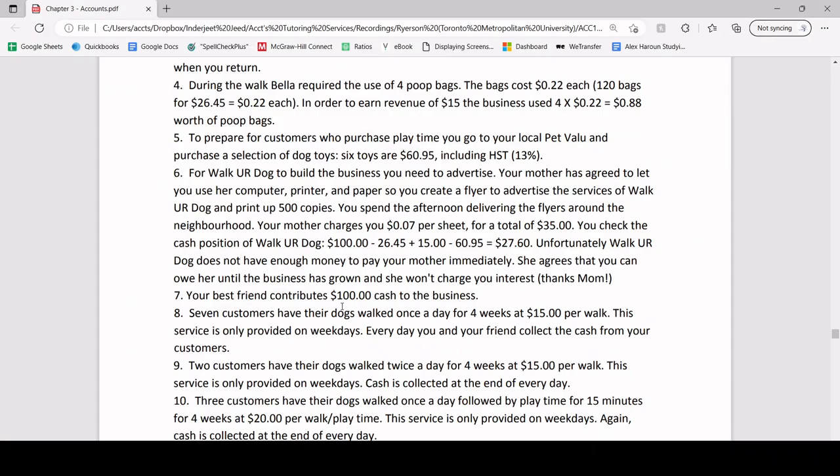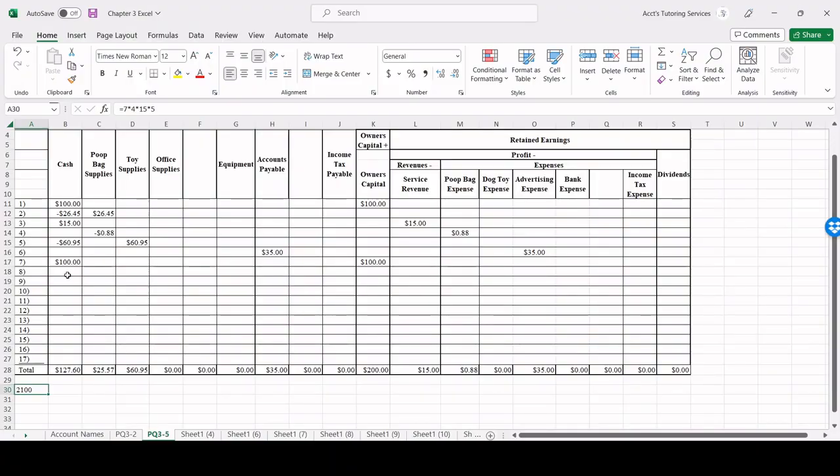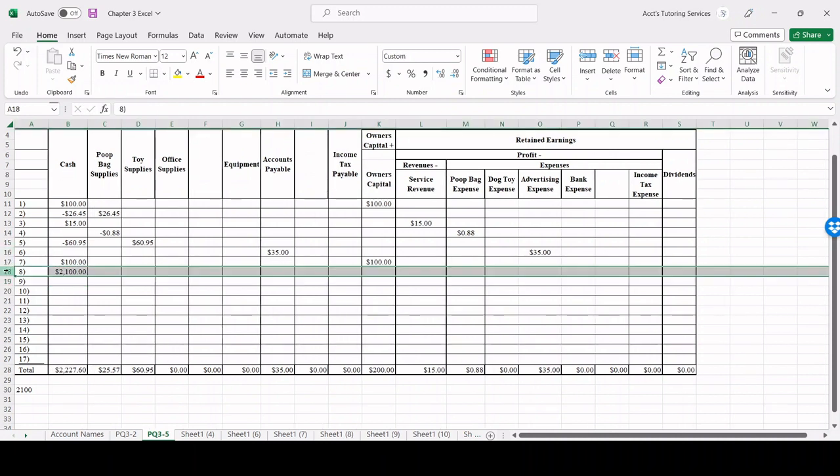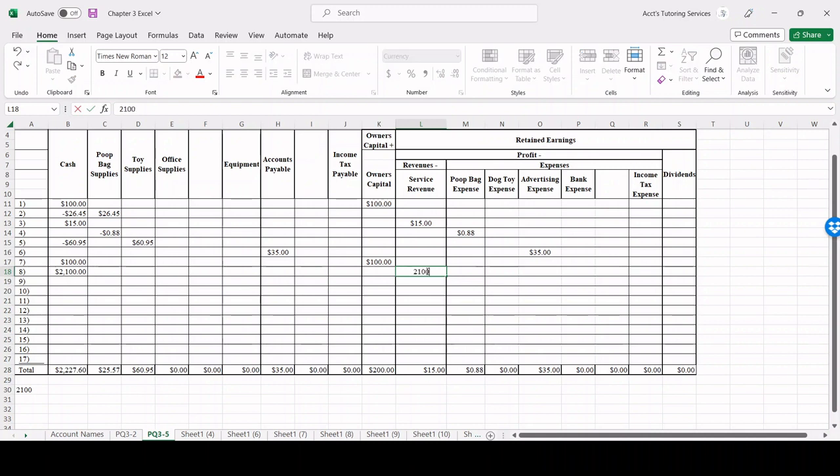And so this is income that we earn now. And every day, cash is collected. Simple as that. So that being said, cash is going to go up by 2,100. And as a result, service revenue is also going to go up by 2,100 as well.